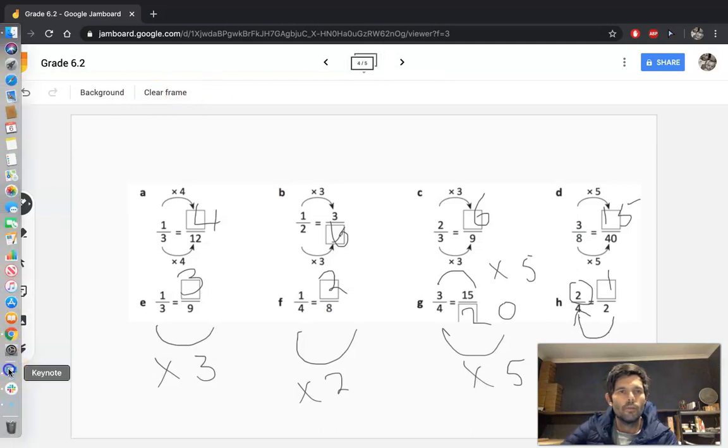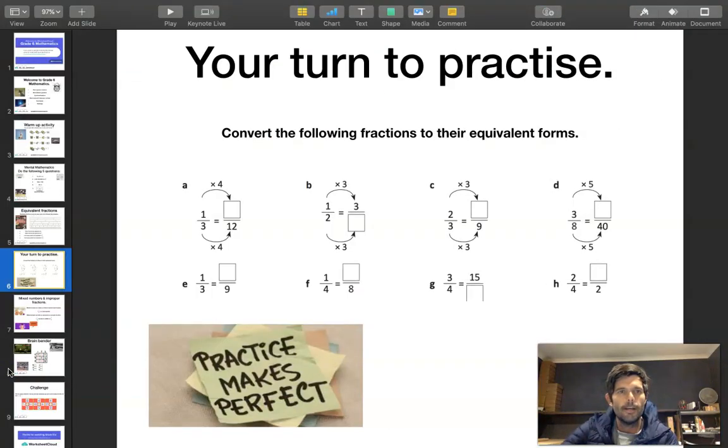Guys, that's equivalent fractions. Have a look at some homework that I've set you, which you can also access on WorksheetCloud. And there are quite a few examples there for you to practice this work that we're doing today. So you can just get those principles nailed down.